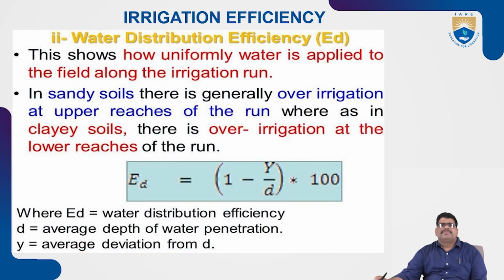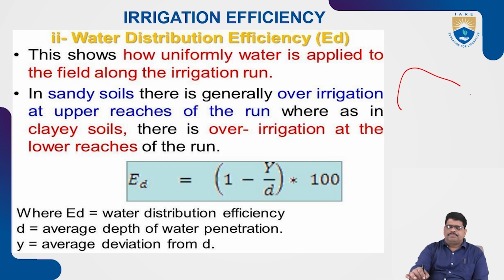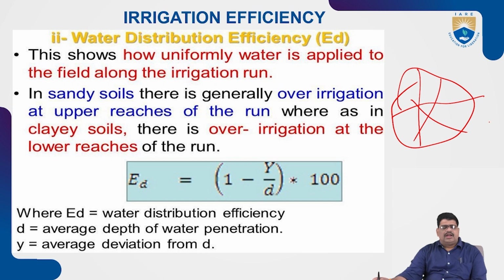Next is irrigation efficiency, water distribution efficiency. This shows how uniformly water is applied over the entire field. The entire field has to be applied with water along the irrigation run. The second point is that in sandy soil there is generally over irrigation in the upper reaches of the run, whereas in clayey soils there is over irrigation in the lower reach of the run. What is the meaning of that? Let us see that one.